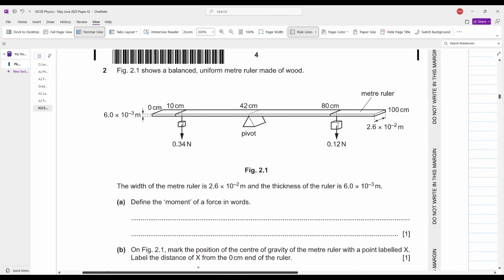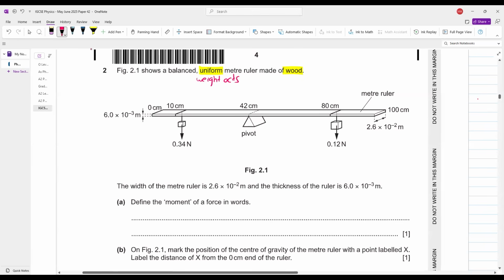Okay. Figure 2.1 shows a balanced uniform meter rule of wood. Okay, what does uniform mean, sir? Uniform means the weight acts in the middle. Weight acts in the middle is basically what we mean by uniform. The width of the meter rule is this, and the thickness of the meter rule is this.